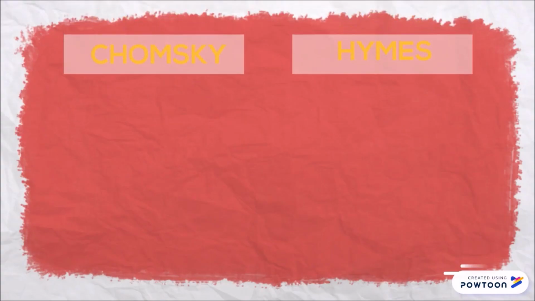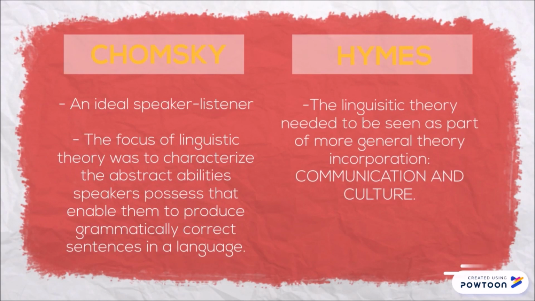Now we are going to make a comparison between Chomsky and Hymes. For Chomsky, the focus of linguistic theory was to characterize the abstract abilities speakers possess that enable them to produce grammatically correct sentences in a language. Hymes' theory of communicative competence was a definition of what a speaker needs to know in order to be communicatively competent in a speech community. In Hymes' view, a person who acquires communicative competence acquires both knowledge and ability for language use.